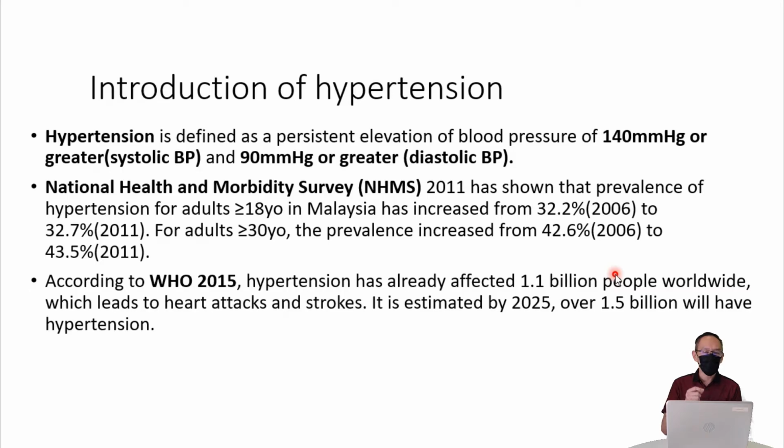And just look at the figure in 2011 here, it shows 43.5%. That means of every 10 persons in the room, 4 of them will have high blood pressure. That's a very high figure and it's very common. And in the whole world, by the WHO 2015 survey, hypertension has already affected 1.1 billion people worldwide. And this leads to a lot of issues, for example, heart attack, stroke, vascular disease, etc. It's estimated that by the year 2025, over 1.5 billion people in the whole world will have hypertension.